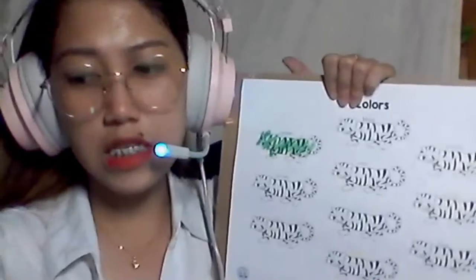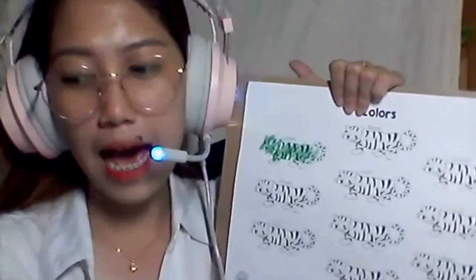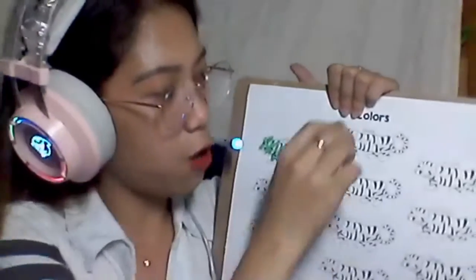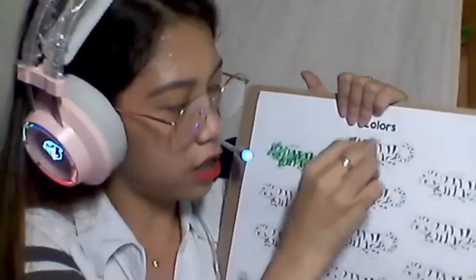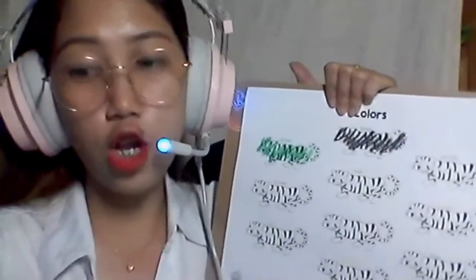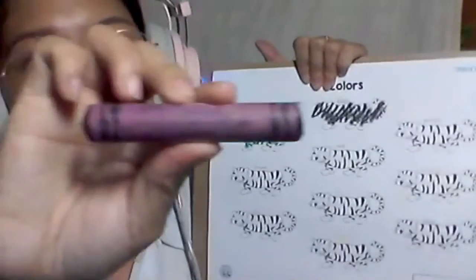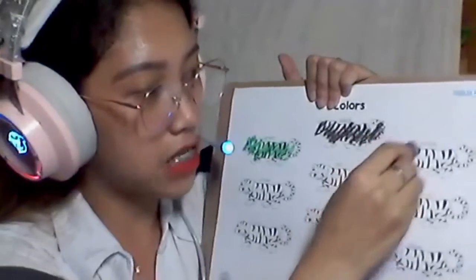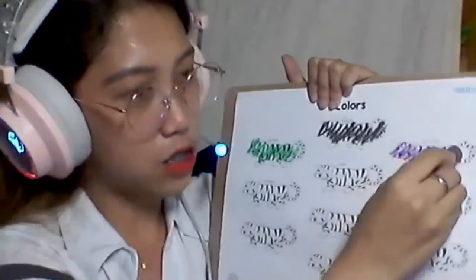The next one is the color black. Is this the color black? Yes. How about let's color the tiger using the color black? Next is the color purple. Is this the color purple? Yes, the color of the grapes is purple. Let's color.